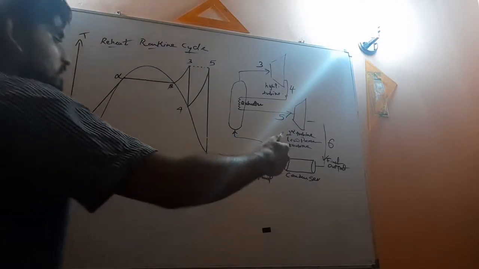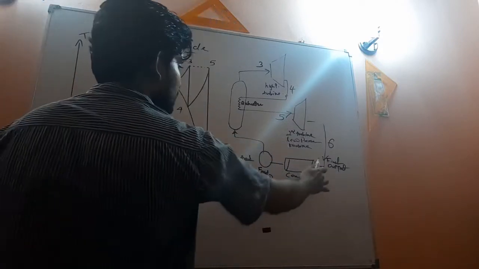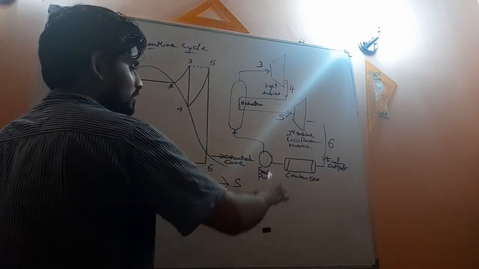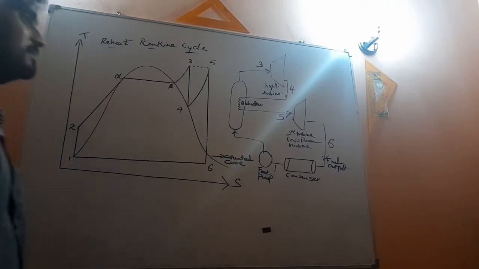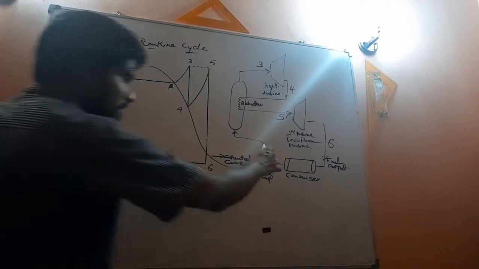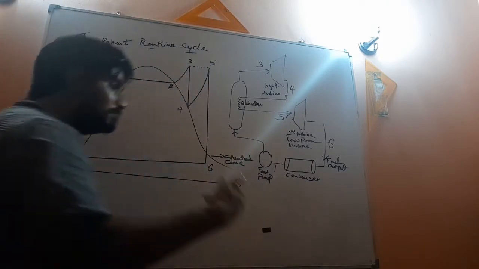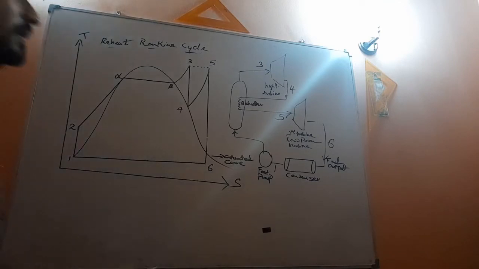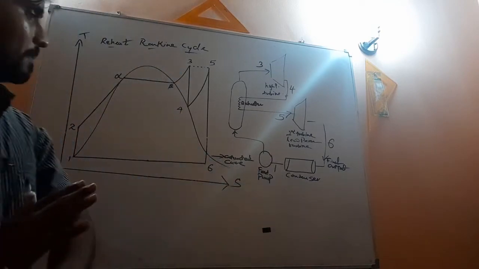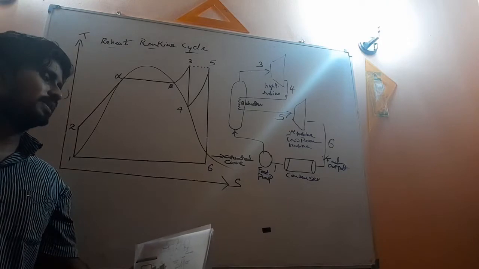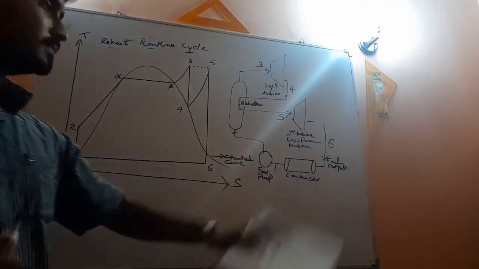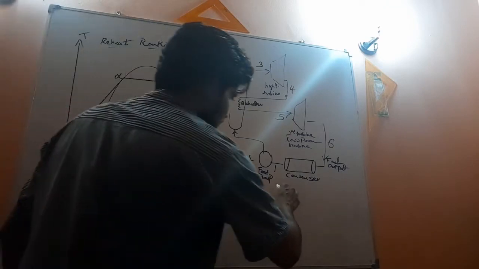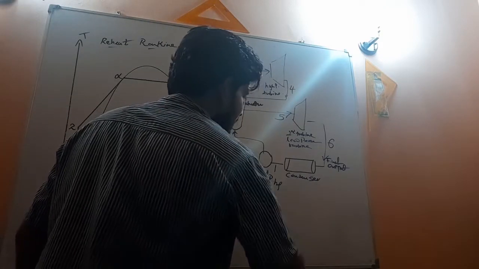So after the condenser process, it is not 7. After condenser, we have state 1, right? So state 1 is the input to the feed pump, because after condensing we have saturated water, right? HF line, we have water.